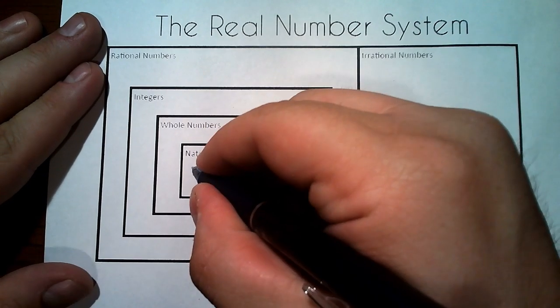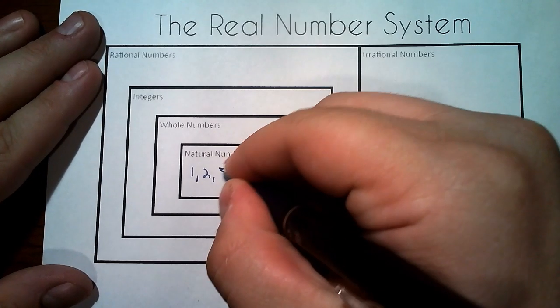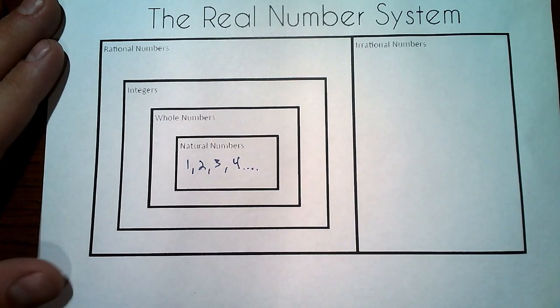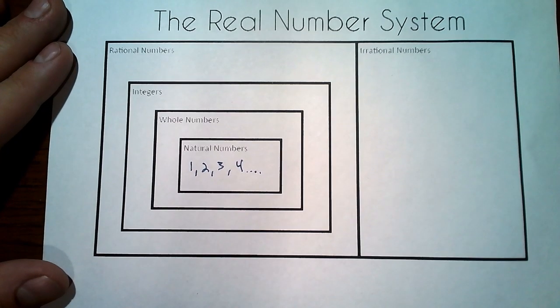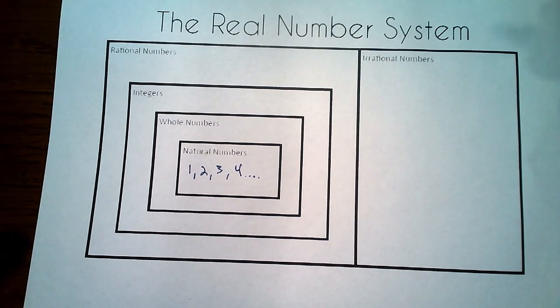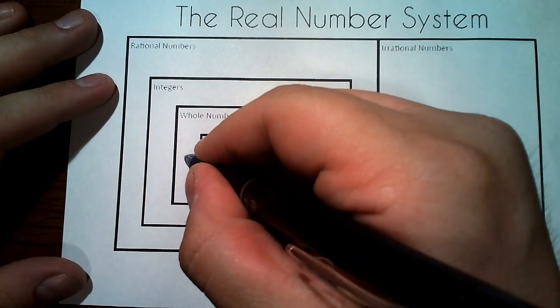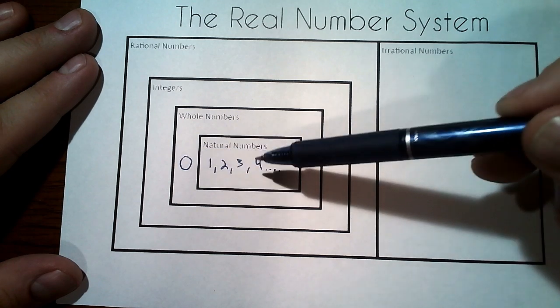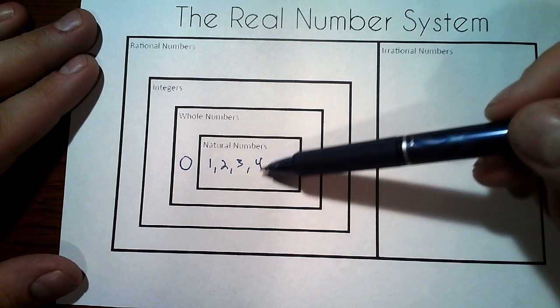So, for example, 1, 2, 3, 4. Those are all natural numbers. 5, 6, 7, 8. So then time went on, okay? As the history of numbers progressed, they started realizing that they needed something to represent the absence of having something. So not counting, but what happens if you don't have anything to count? So they came up with the number 0. So the whole numbers are 0, 1, 2, 3, 4, 5, 6, 7. It's the natural numbers plus 0.